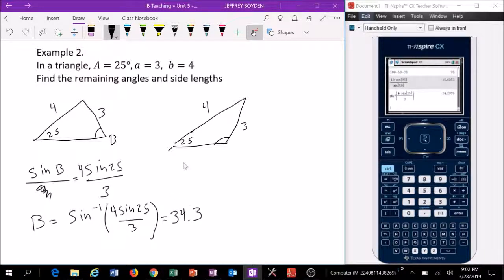So then the question is, what did I just find? Well, that's an obtuse angle. I probably didn't find that. I think I found this one. So 34.3.